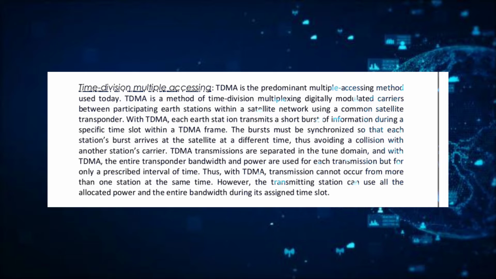TDMA transmissions are separated in the time domain, and with TDMA, the entire transponder bandwidth and power are used for each transmission but for only a prescribed interval of time. Thus, with TDMA, transmission cannot occur from more than one station at the same time. However, the transmitting station can use all the allocated power and the entire bandwidth during its assigned time slot.